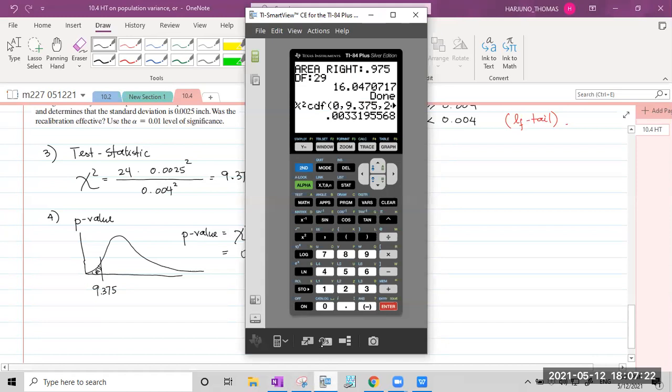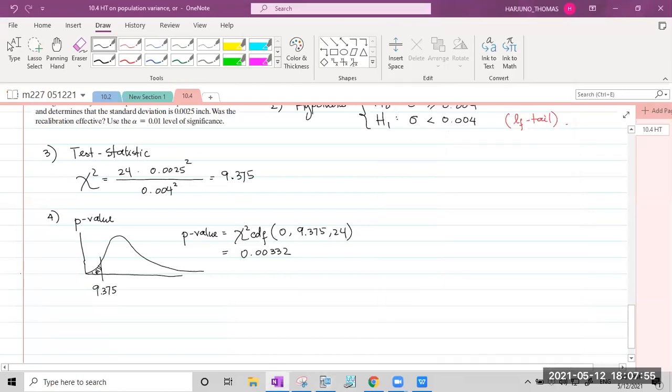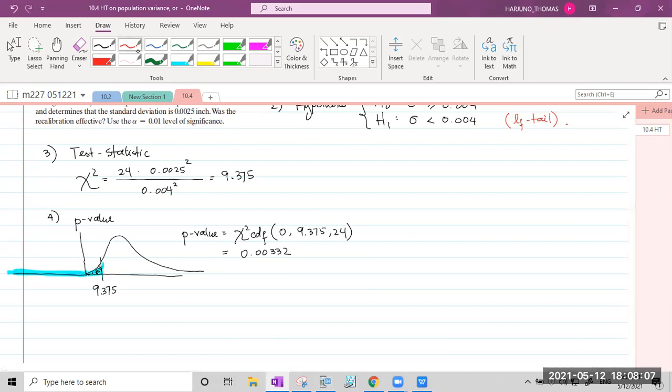0.00332. Now suppose I change, instead of 0, I use, let's say, negative infinity. Let's take a look. You will see the result is the same, because the area to the left of the y-axis is actually 0. So suppose I change this to negative E99. See that we get the same result. If you use negative E99, it computes the area from negative infinity up to here, which is 0 anyway, and then adds the area here. But of course, that's not necessary. It may make your calculator work a little harder.